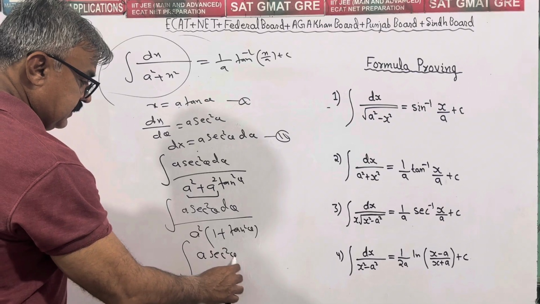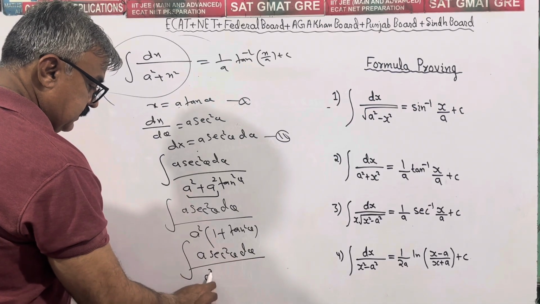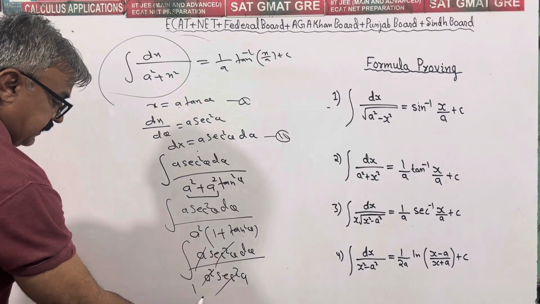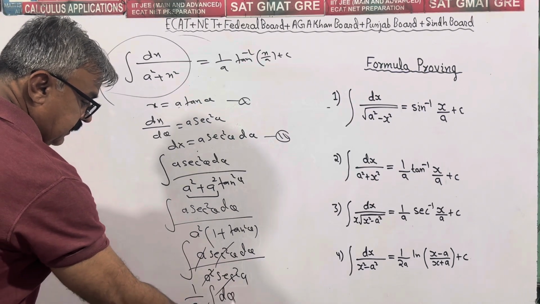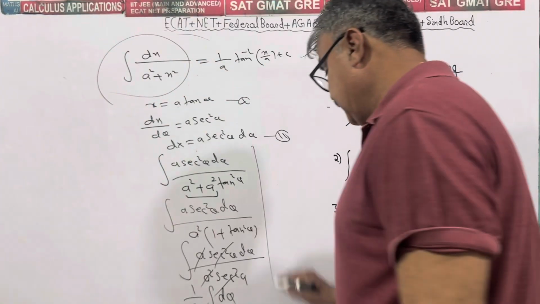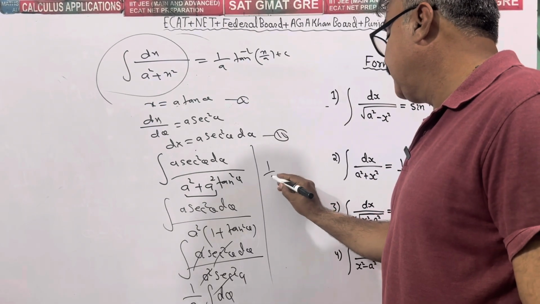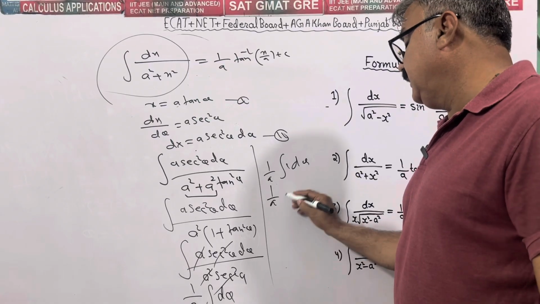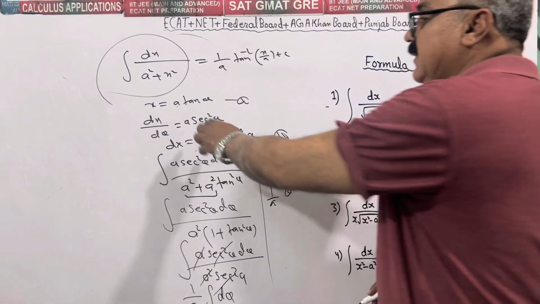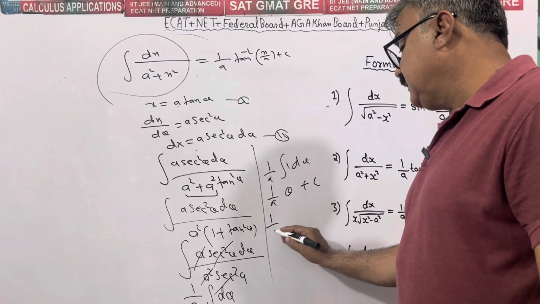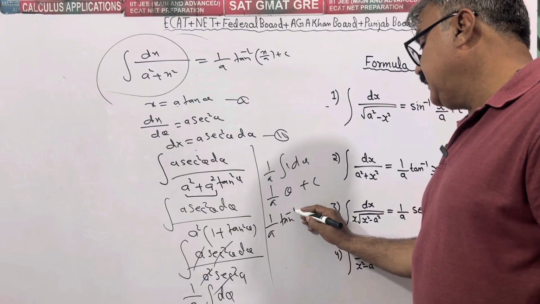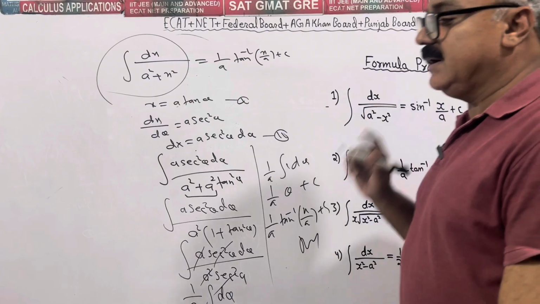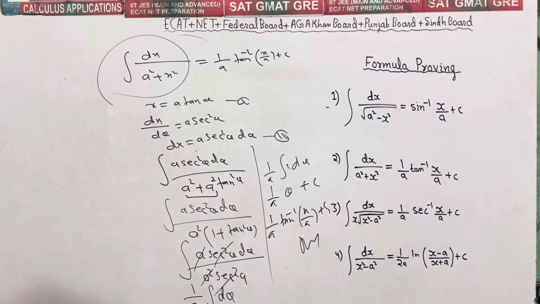A sec square theta d theta over a square sec square theta. Cancelled out. Here a remains, 1 over a d theta. With respect to theta, its integration is only theta plus c. Find the value of theta from here. That is 1 over a tan inverse of x over a plus c. That's our second proof.